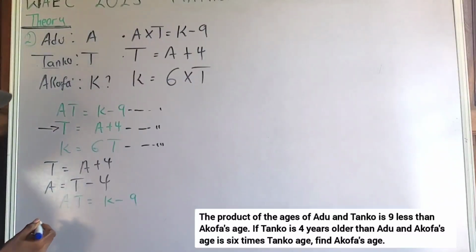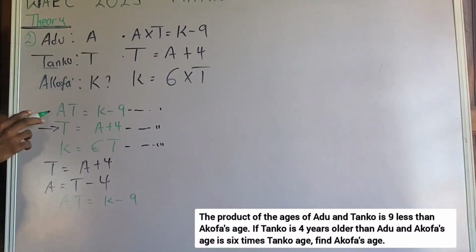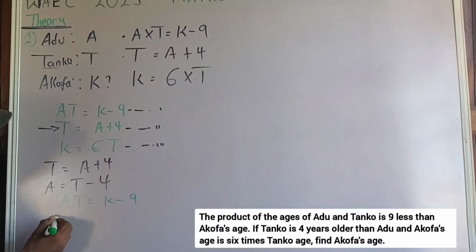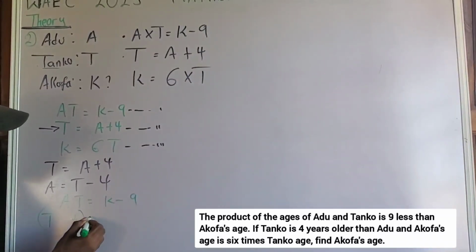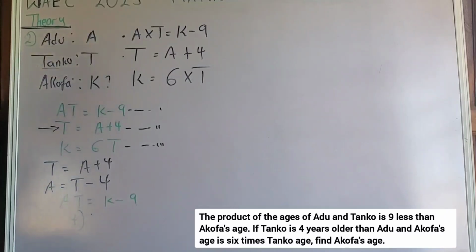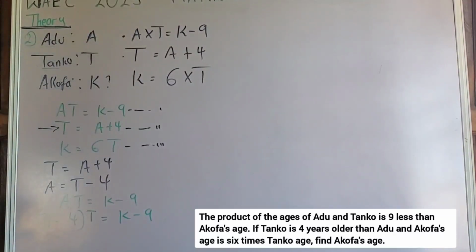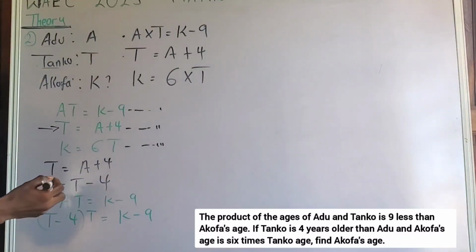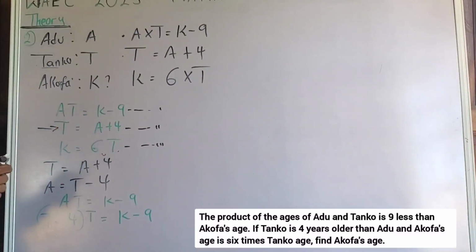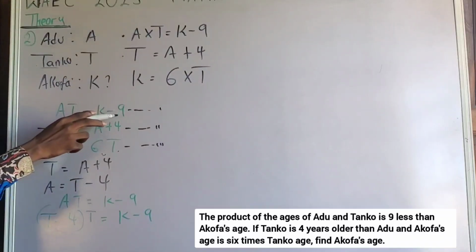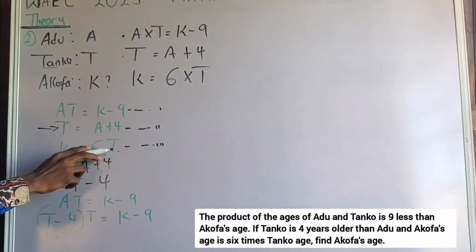Okay, so if I substitute the value of A as T minus 4 into equation 1, I'm going to have T minus 4 multiplied by T. Please pay attention. T minus 4 multiplied by T equals K minus 9, right? Yes. Okay. Having gotten to this point, the next step is that, don't forget that from equation 3, K is what? 6T. So the next step is that you have to substitute equation 3 into equation 1. Okay? We have K minus 9 in this place. And K is what? 6T in equation 3.